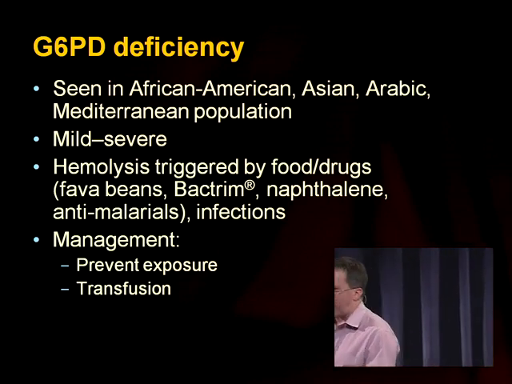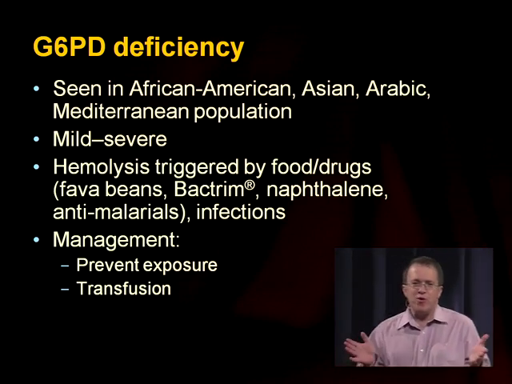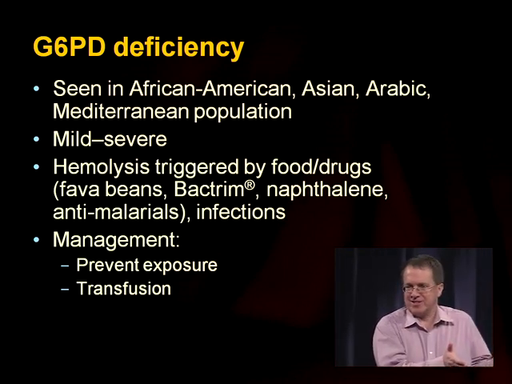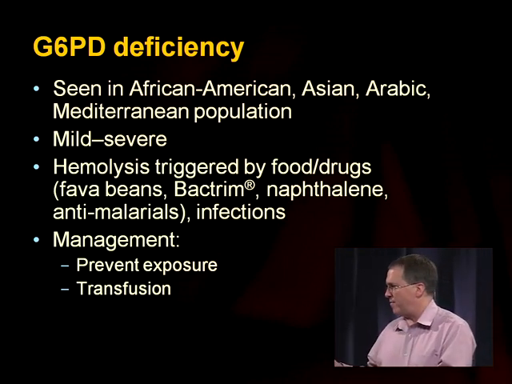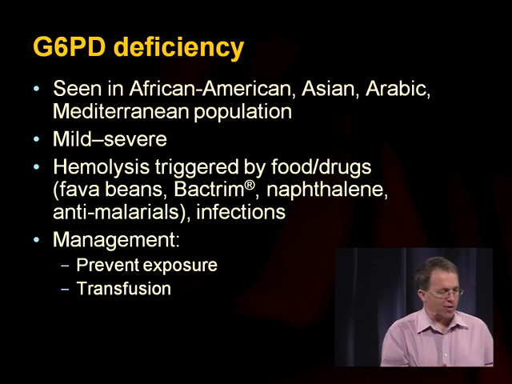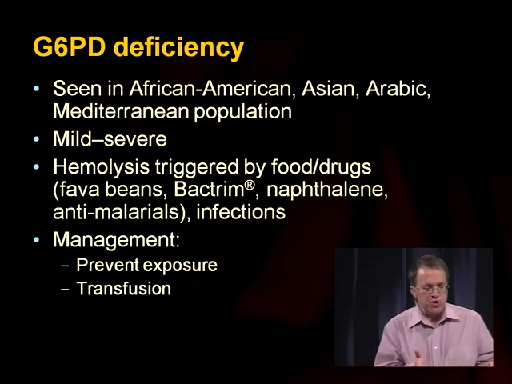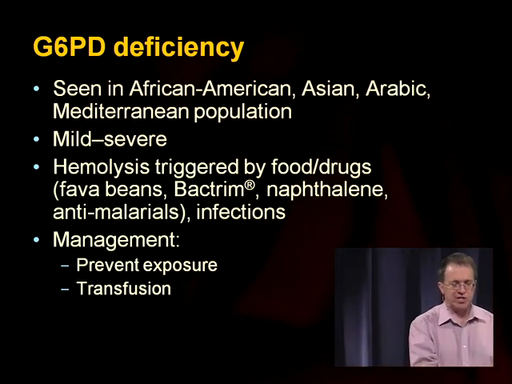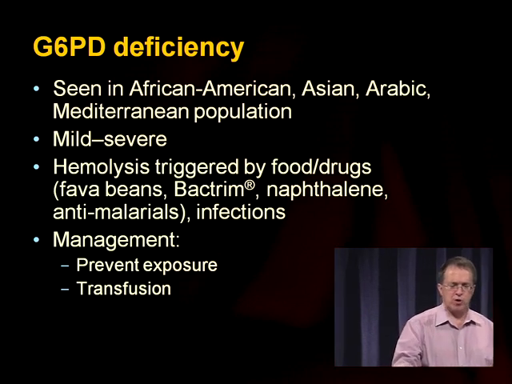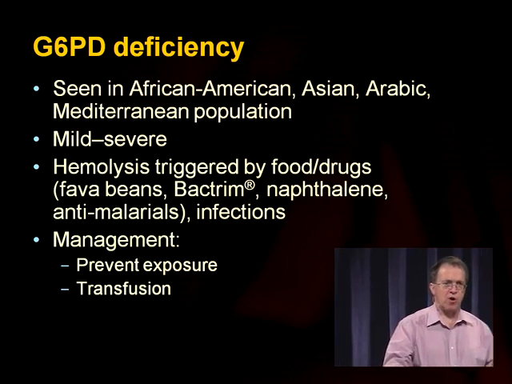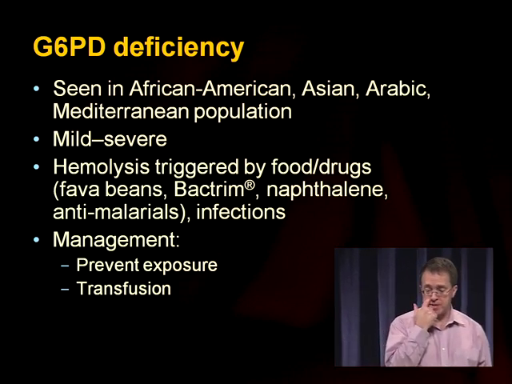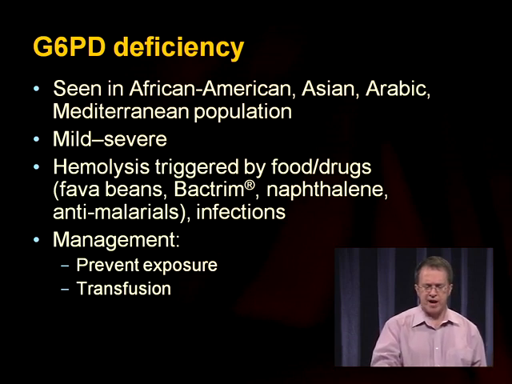Everybody's got to know fava beans, right? Even if you don't even know what a fava bean is, even if you've never eaten a fava bean, and I probably fall into that category, you need to know that, with respect to G6PD. Bactrim's a real common one. The anti-malarial drugs that I can't remember, but Tommy can, are all ones that can trigger hemolysis as well as infections.